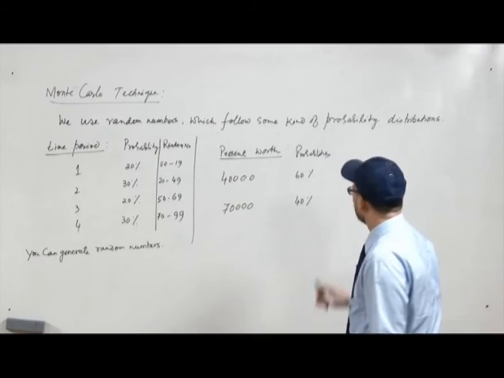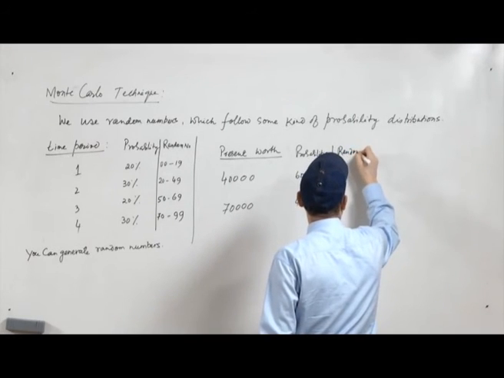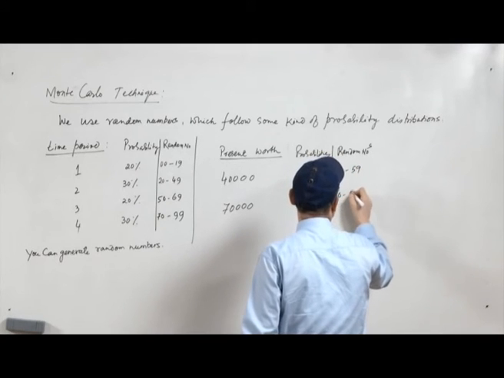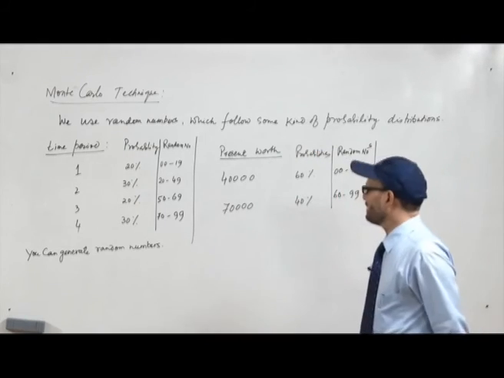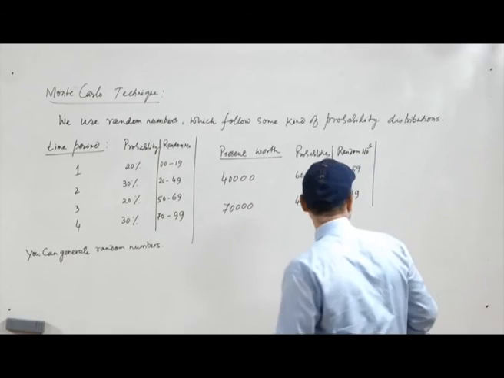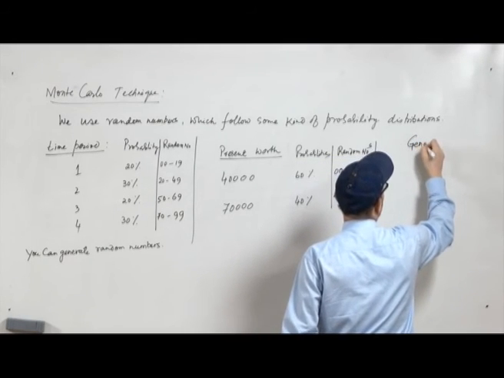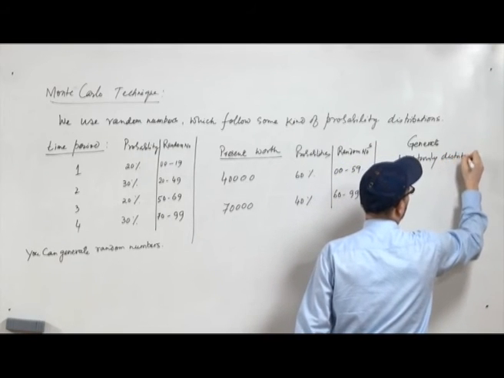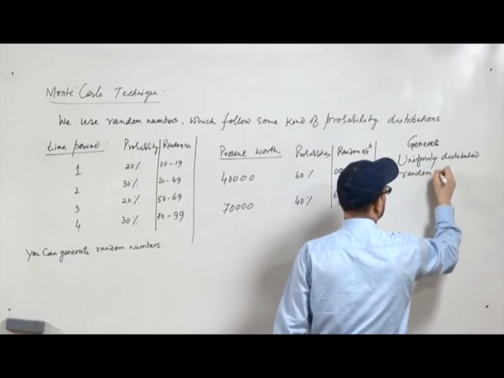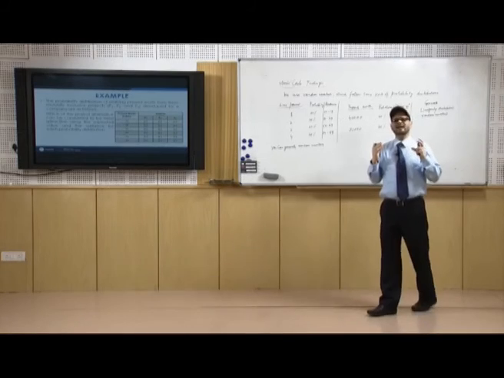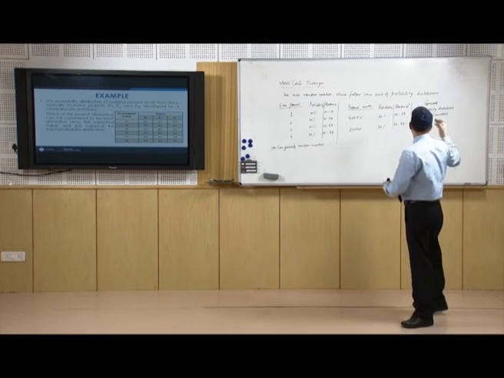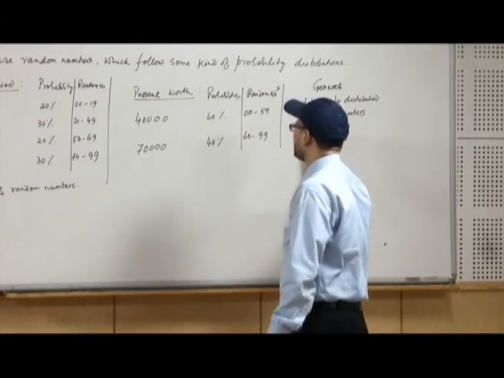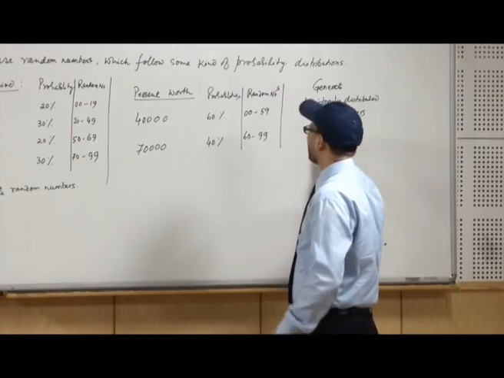Similarly, in this case also you may assign the random numbers. Random numbers will be from 00 to 59 and 60 to 99. This way you can assign the random numbers for these cases. Now, what you can do is generate uniformly distributed random numbers. There are many random number generators. You can generate them using Microsoft Excel, or you can generate random numbers following certain rules or certain typical probability distribution functions by the random number generators.